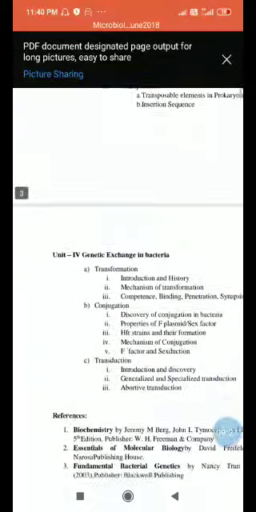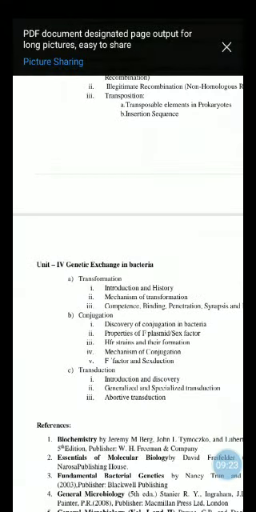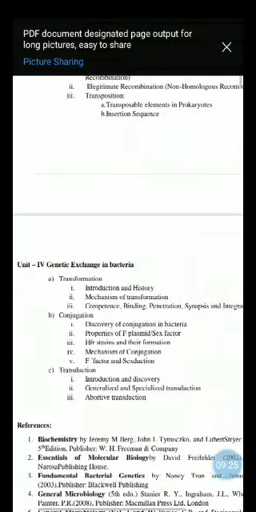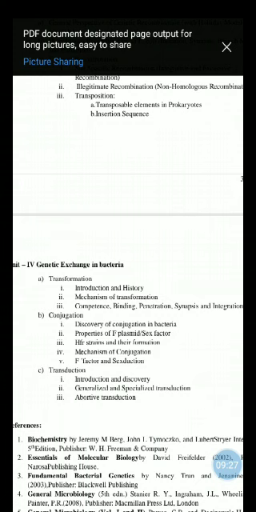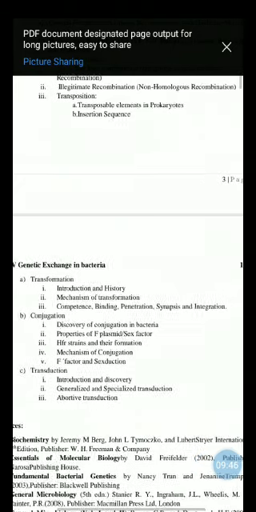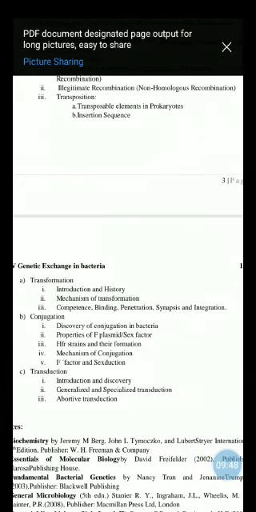And the last unit, genetic exchange in bacteria. 1. Transformation. Under transformation, we will see the introduction and history. Second, mechanism of transformation. And third, competence, binding, penetration, synapsis, and integration.